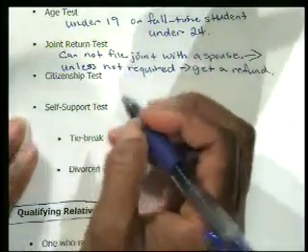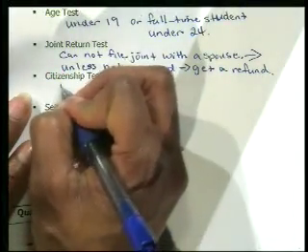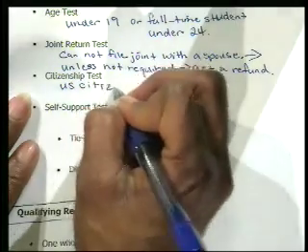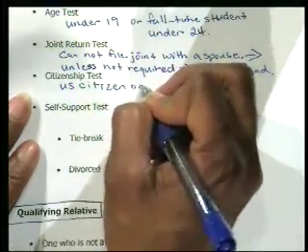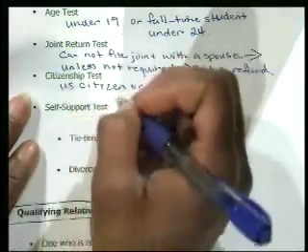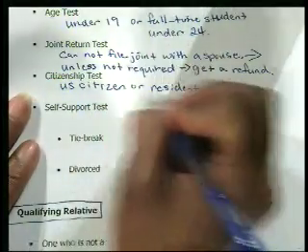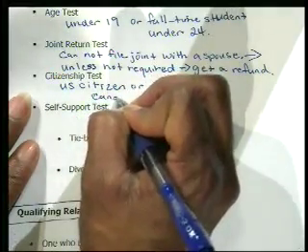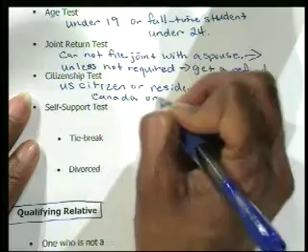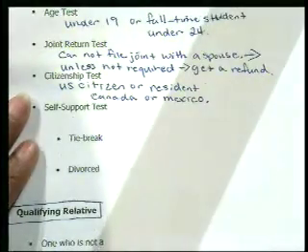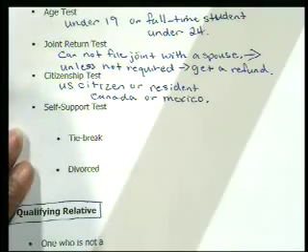Okay, next is our citizenship. You have to be a U.S. citizen. I mean, your dependent has to be a U.S. citizen or a resident, okay, of the U.S., or also a resident of Canada or Mexico. Okay, so make sure that those tests are met.